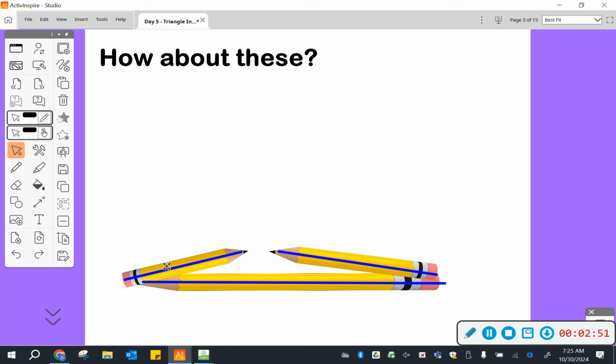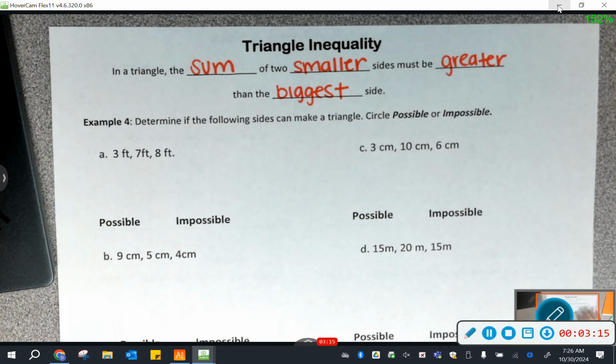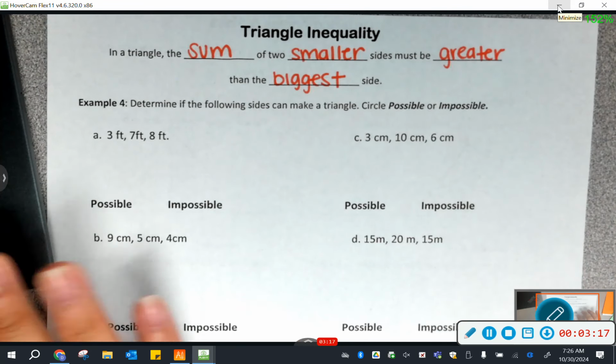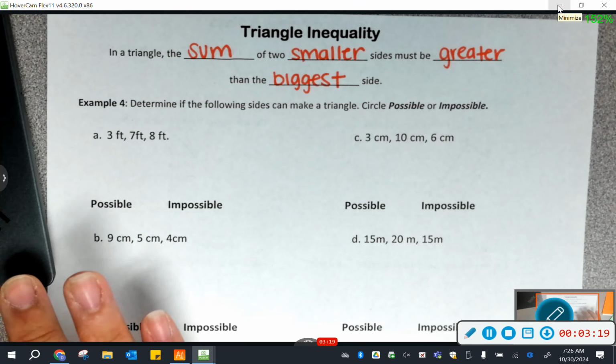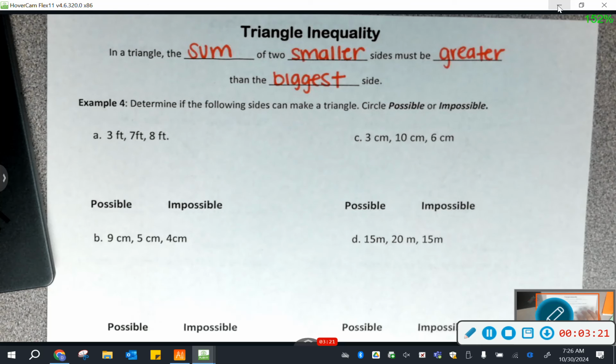Do you agree if I laid this pencil right here flat down and I laid this flat down right here and I put them together, they would be smaller than this long side right here? That is why this does not make a triangle, because my two smaller sides, when I put them together, are not bigger than this biggest side. So the way that we are going to do this in our notes is we're going to figure out, is a triangle possible or impossible to do?